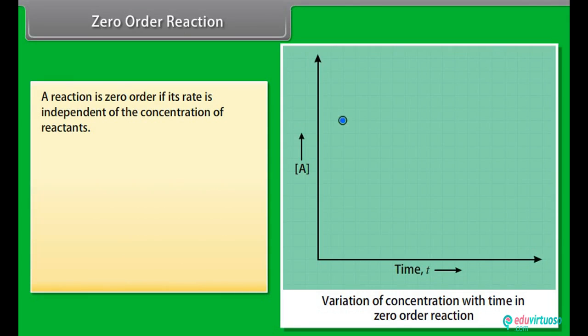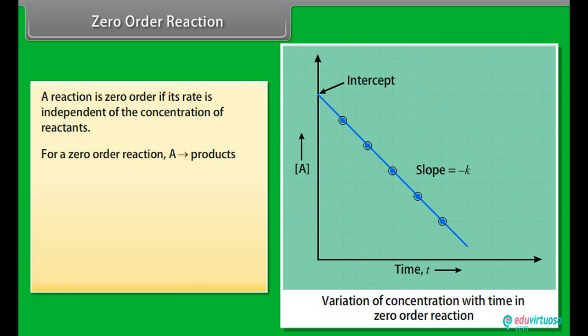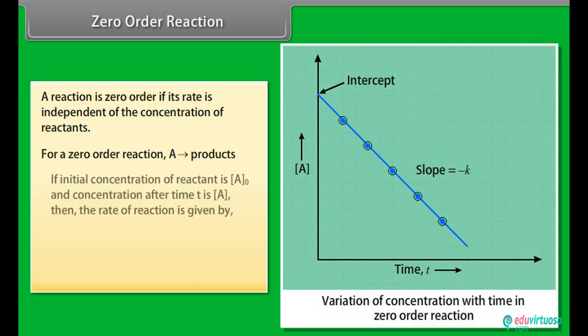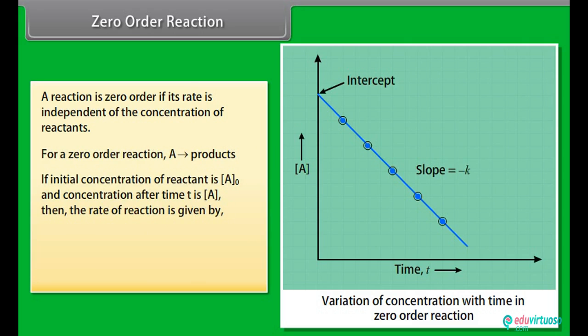Zero order reaction. A reaction is zero order if its rate is independent of the concentration of reactants. For a zero order reaction, A is changing into products. If the initial concentration of reactants is A naught, and the concentration after time t is A, then the rate of reaction is given by minus dA by dt is equal to the product of K and A raised to the power 0, which is equal to K.